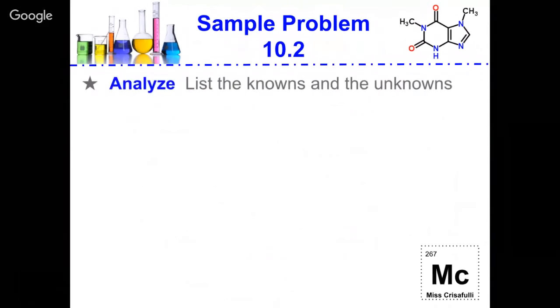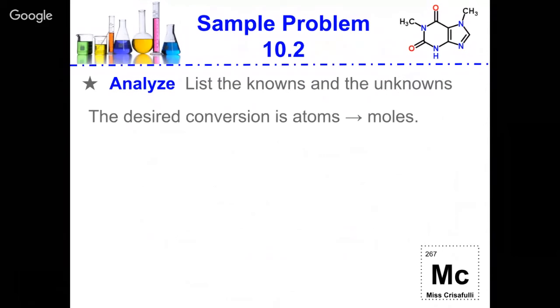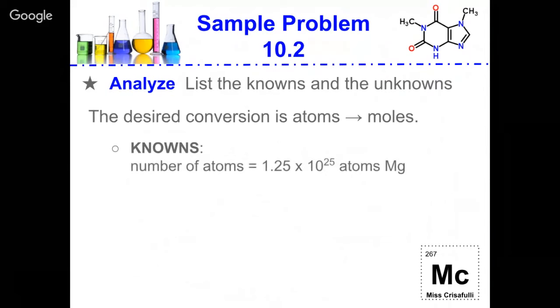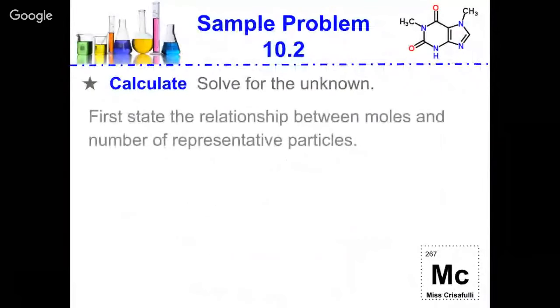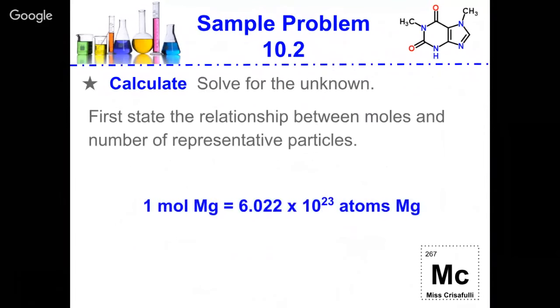First, we're going to list our knowns and unknowns. We need to make sure that we understand what the conversion is first, though. What are we going from and to, so we know what conversion factors we need? We're going from atoms to moles. The number of atoms given in the problem is 1.25 times 10 to the 23rd atoms of magnesium, and we don't know how many moles that is. So we need to figure out the relationship between moles and the number of representative particles, or atoms in this case. That's 1 mole of magnesium has 6.022 times 10 to the 23rd atoms of magnesium. That's that special number that you better have memorized by the end of this chapter.